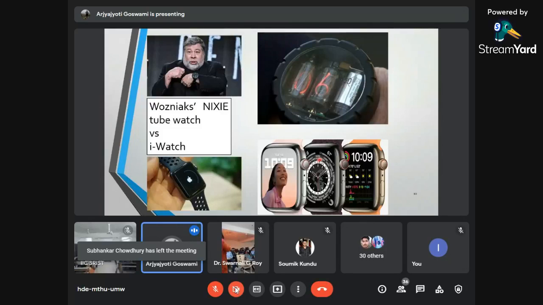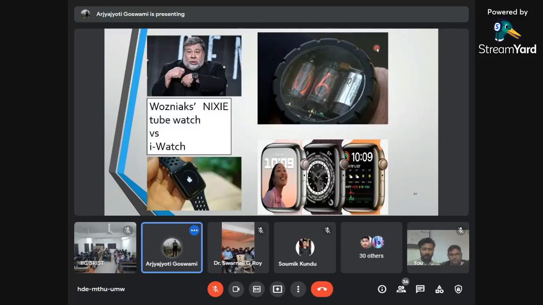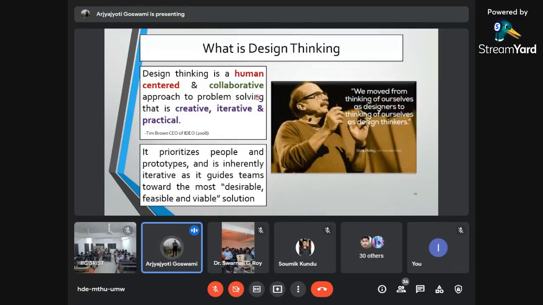If you are a Gothic fan, if you like this kind of Gothic art, then maybe this is a collector's item, and you can collect it. But for a regular consumer, a common person, the general public, this kind of watch is more marketable. So this is what is meant by design thinking. I'll be discussing it.